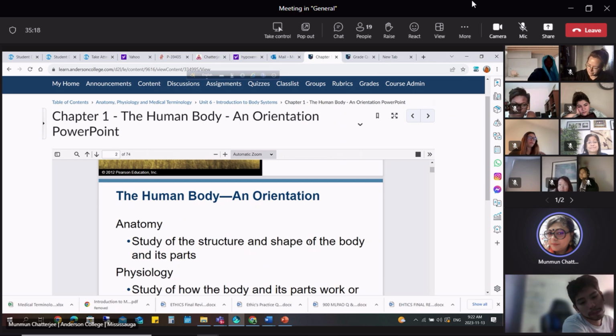Different function. First of all, you all know anatomy, the study of the structure and shape of the body and its parts, from the terminology and other things. So anatomy is the study of structure and shape.